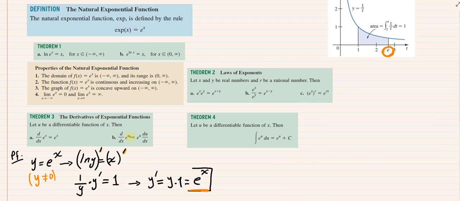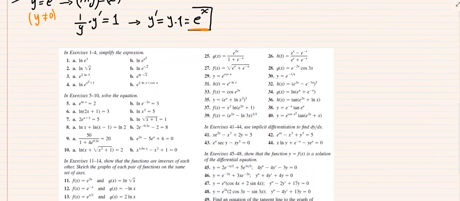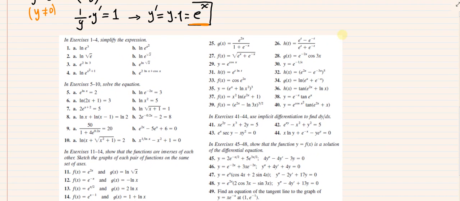Now, if u is a differentiable function of x, then the derivative of e to u is itself times the chain rule. Theorem 4 is the last thing we cover in this, and then we look at the exercises. Theorem 4 tells us the antiderivative of e to u is itself. So the integral of e to u du is e to u plus c, and that again bears out from that relationship. If the derivative is itself, the antiderivative will give you the function. All right, we are good to go, and we're going to take a look at these exercises now.